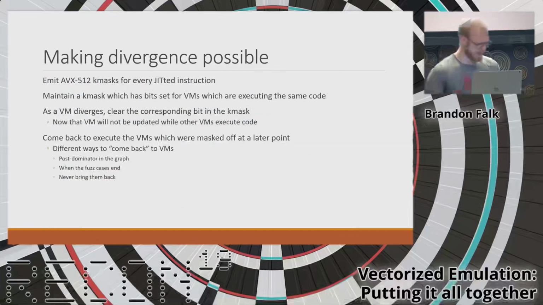So these KMasks seem like they could be usable to solve our divergence problem, in that if we made sure that every single vector instruction that we JIT has a KMask associated with it, then we could just mask off bits based on when things diverge. So if you have 2 things going to execute a branch, and one wants to do a subtract and one wants to do an add, you have to make a decision on which one you want to follow, the most popular one or whatever, and you mask off the other bit.